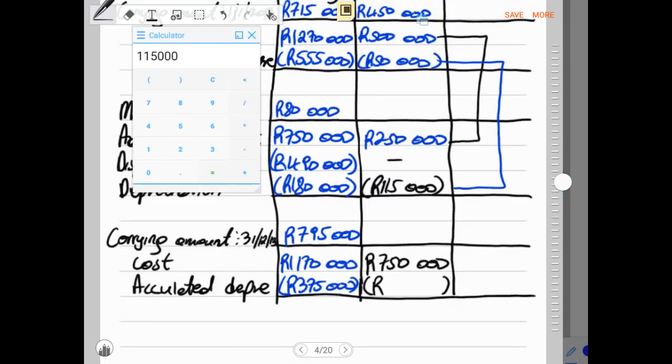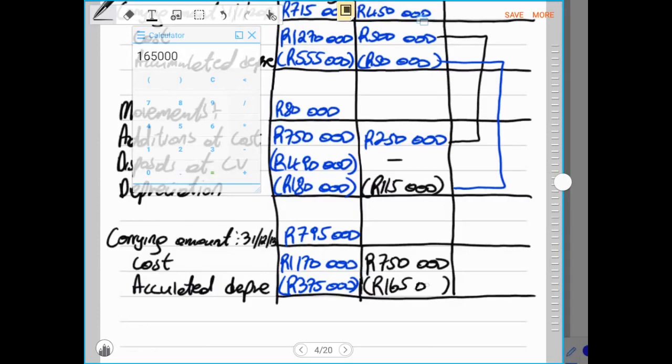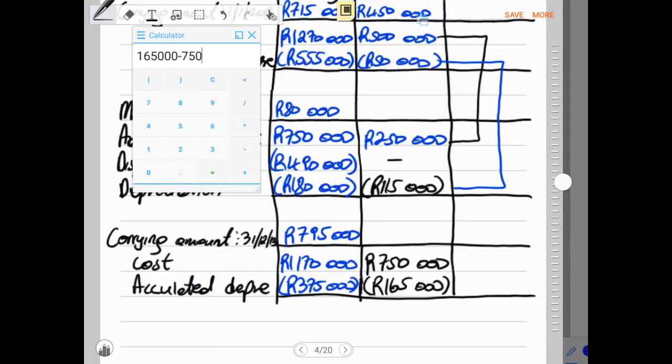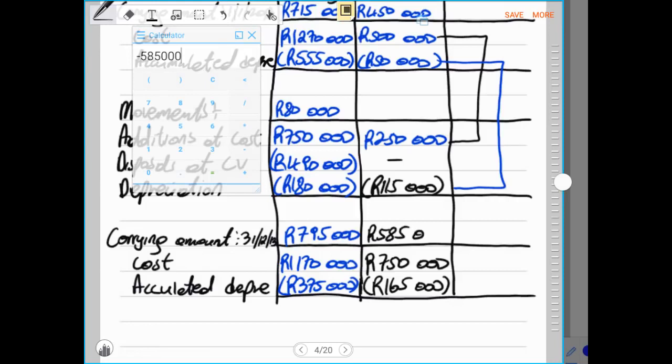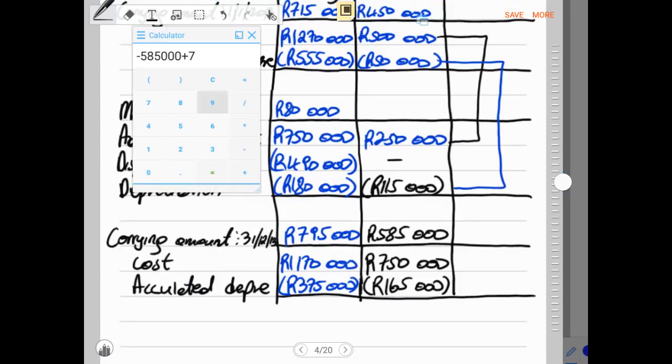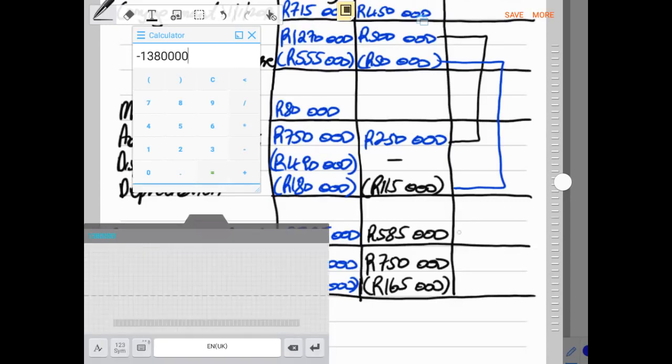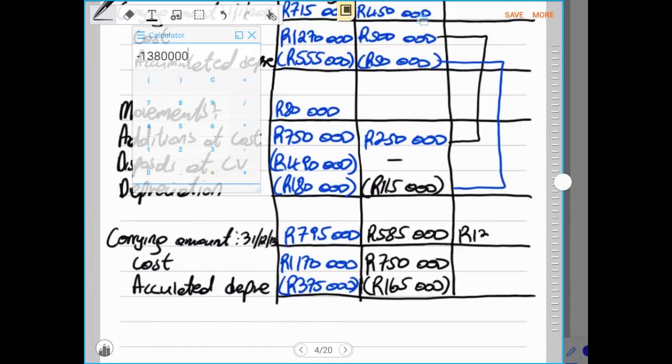So now 50,000 plus 115,000 will give me 165,000 rands. Then 750,000 minus 165,000 gives me 585,000 rands. 585,000 rands plus 795,000, which is the addition at the end, it is 1,380,000 rands, the net carrying amount.